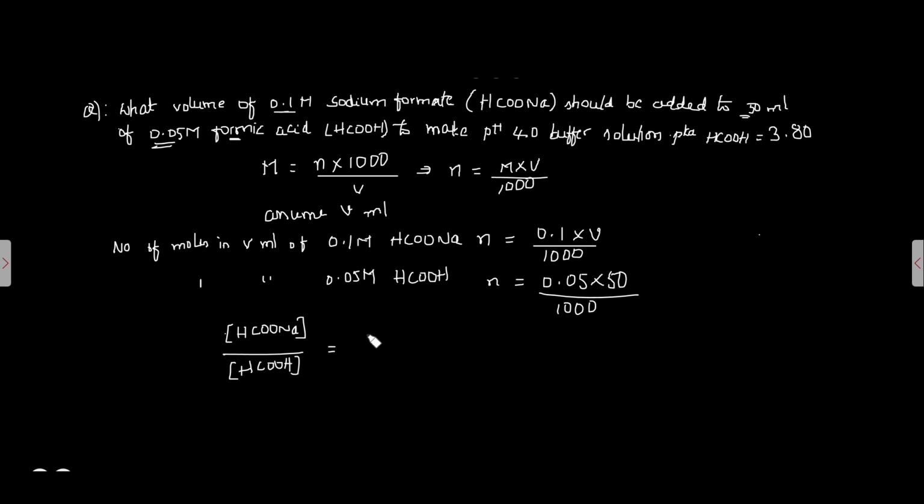That will be 0.1 into V divided by 1000. In the denominator, it will go up, right? Into 1000 by 0.05 into 50. 1000 will cancel. This will become 0.1 into V by 50 into 0.05, 0.25.